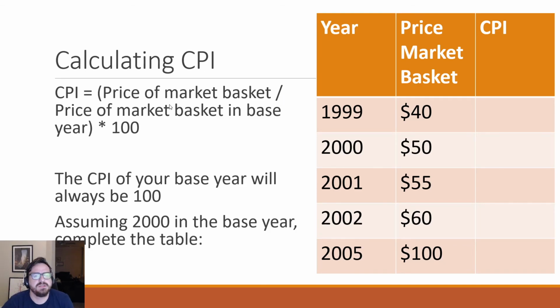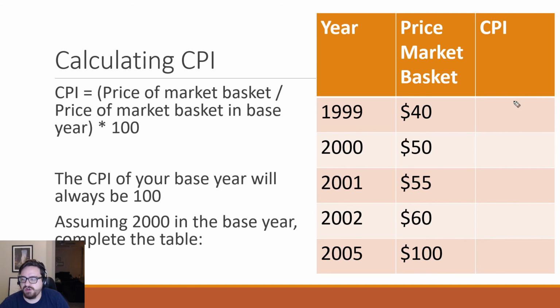Yeah, there it is. I'll come back to that previous slide. The CPI, the way you find it mathematically in a problem, is you take the price of a market basket currently, whatever the price of the market basket is right now for the sake of the question. You divide it by the price of the market basket in the base year, and you multiply by 100. The CPI of your base year will always be 100.